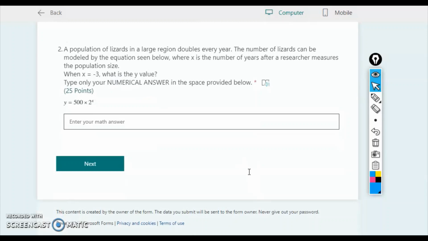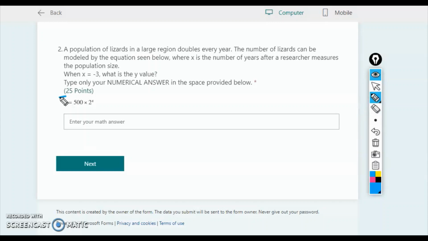Number 2, a population of lizards in a large region doubles every year. The number of lizards can be modeled by the equations seen below, where x is the number of years after a researcher measures the population size. When x equals -3, what is the y value? Type only your numerical answer in the space provided below, which means don't give units.